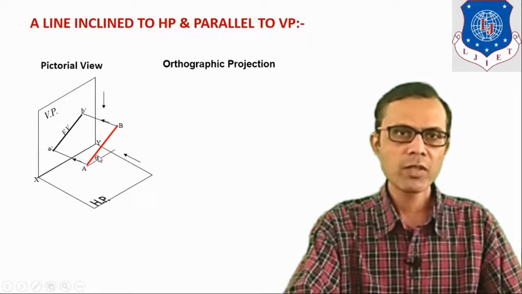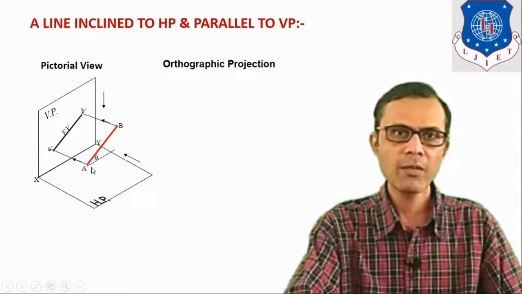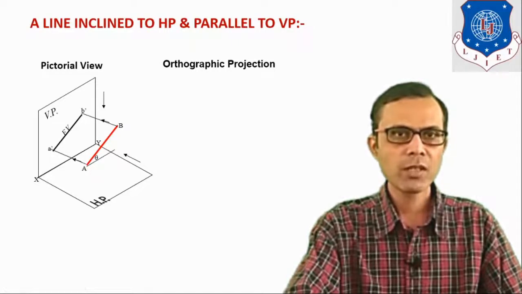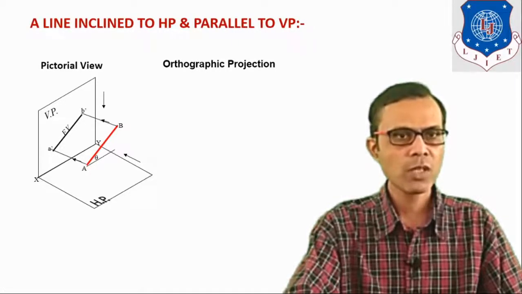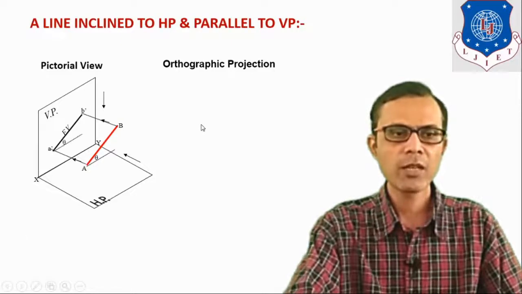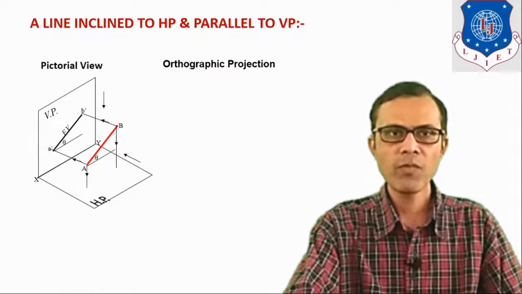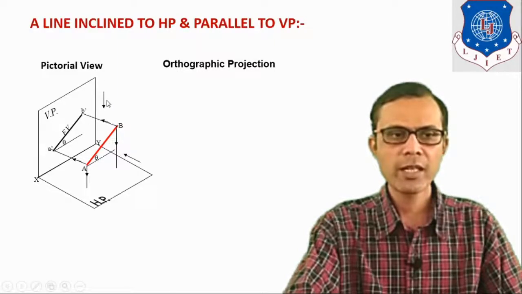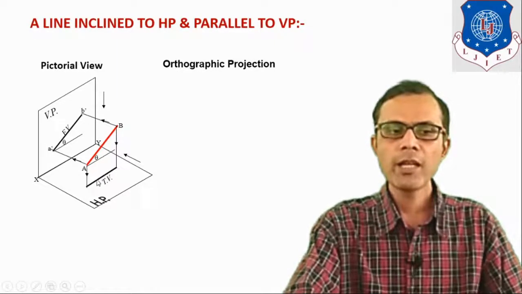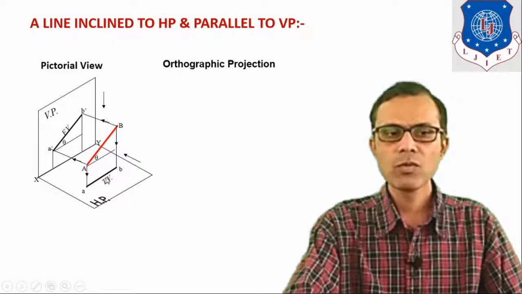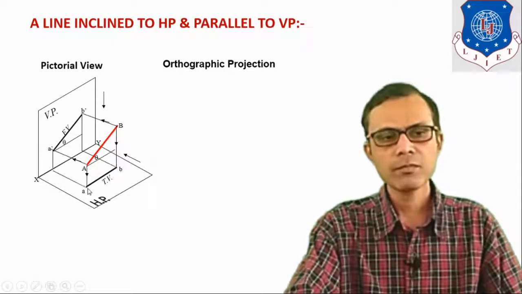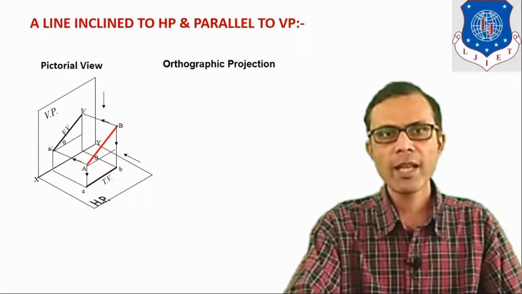And just now we have seen that if a line is parallel to any plane of projection, then the projection of the line on that plane shows the true length and true inclination angle. So it is a true length A dash B dash and true inclination angle theta. Now let's take its top view. From the top view direction, AB is the top view of the given line.